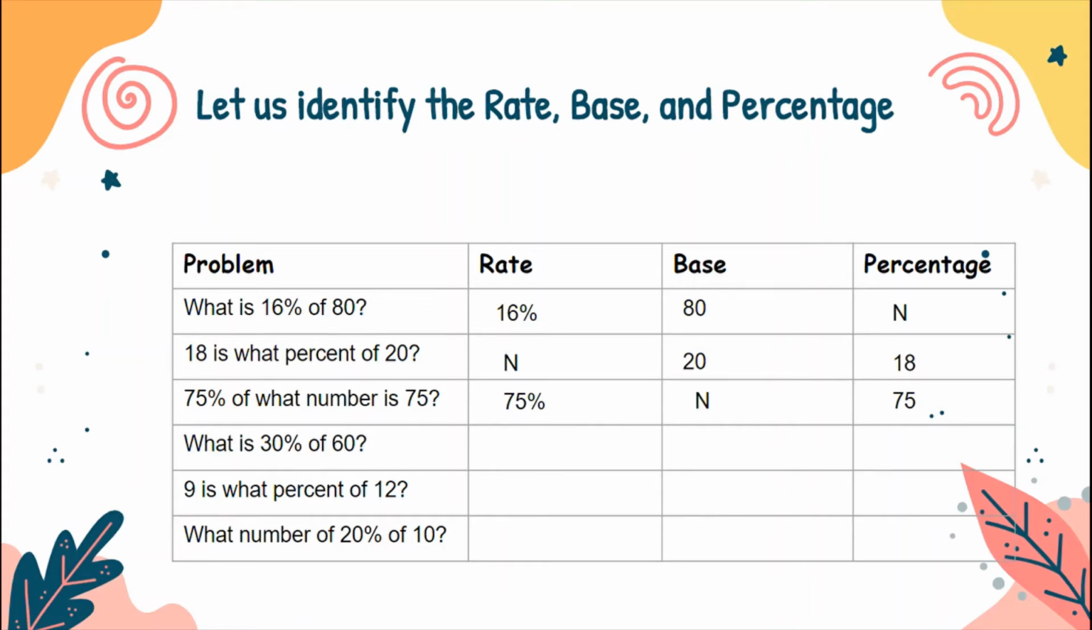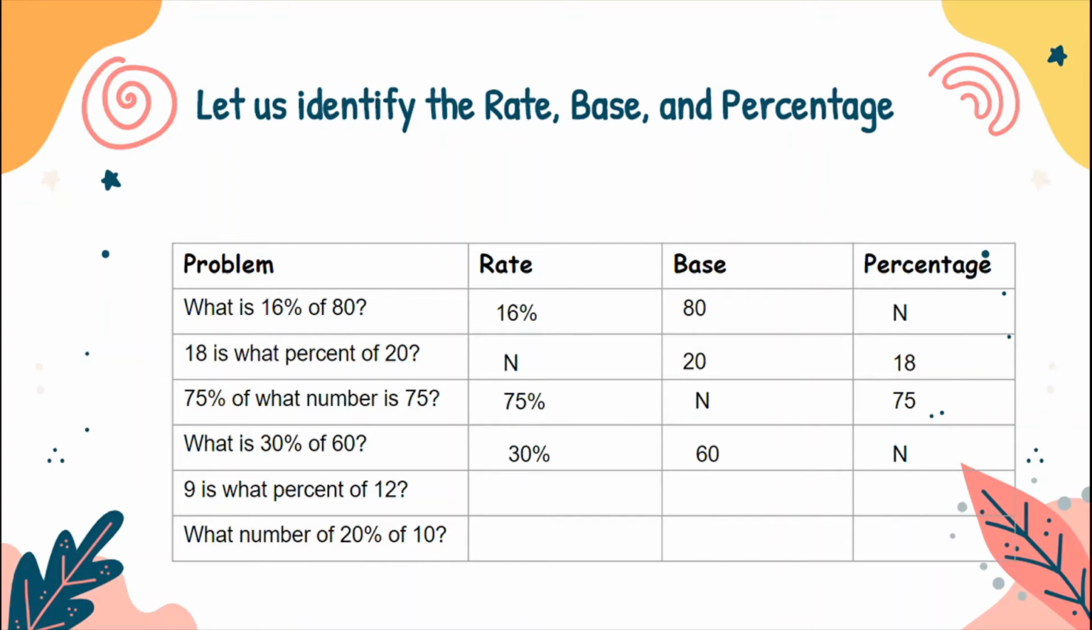Okay. Now, let's go to number 4 question. What is 30% of 60? 30%, it carries the percent sign, so it is the rate. 60 is the total number, and we're looking for the 30% of 60. 60 is the total number, so 60 is our base. And we're looking for the percentage or the value of this 30%.